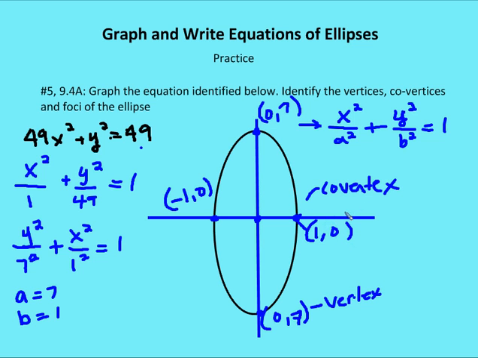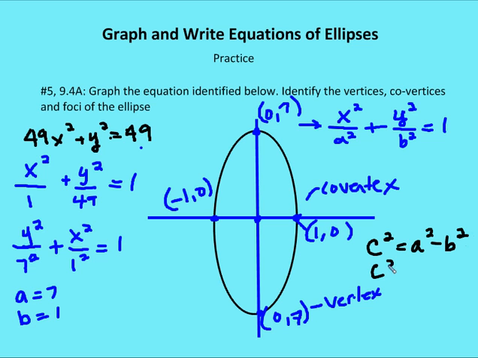Now the last thing I need to do is find my foci. And I know that the equation for c, which is, again, the distance from the origin to the foci, is c squared is equal to a squared minus b squared.